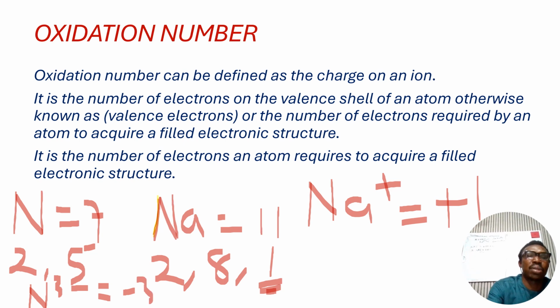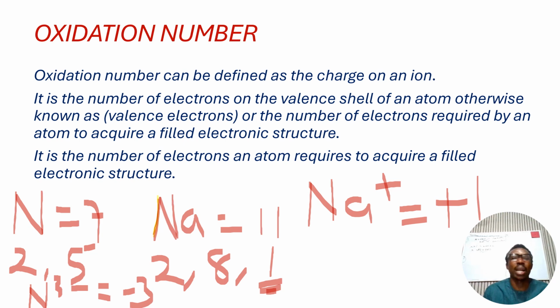Minus 3. So it is the number of electrons on the valence shell of an atom, otherwise known as the valence electrons, or the number of electrons required by an atom to acquire a filled electronic structure. Sodium has to lose 1 electron to attain the noble gas configuration of neon, while nitrogen has to gain 3 extra electrons to attain the noble gas configuration of neon. So it's as simple as ABC.